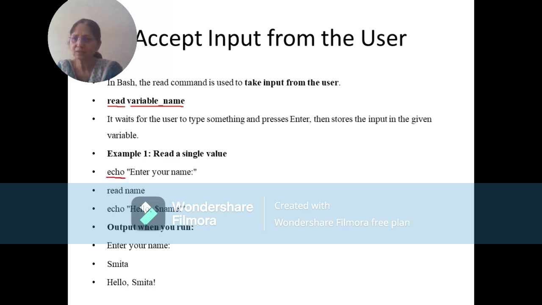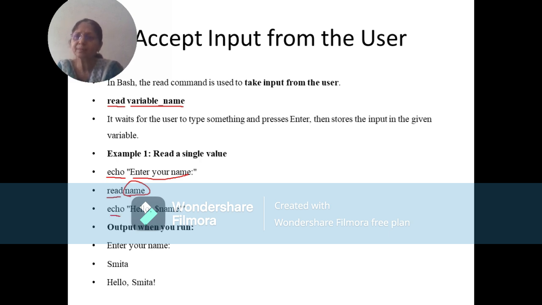So here is the message for the user. Using echo, we are printing the message which says enter your name. When this message is printed on your terminal, there is one more command called read name. Now what is this name? Name is a variable and we are using this variable along with the read command. That means we are waiting for the user to give the input. Whatever the user gives as input will be stored in the variable known as name.